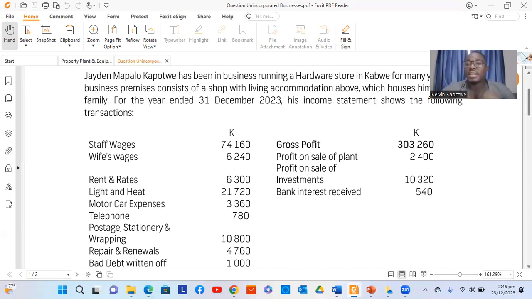The right side gives us the top part of your income statement, and the left side gives us the bottom part of your income statement, which you are used to. So these are the transactions that we have.